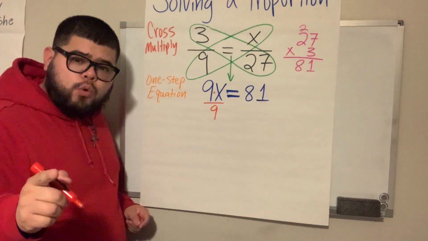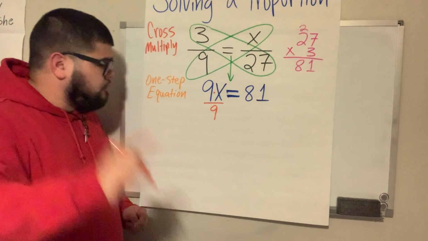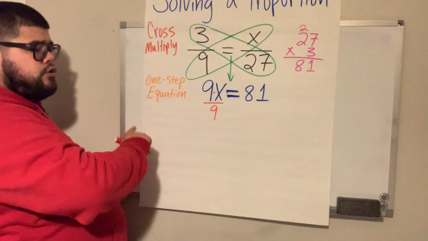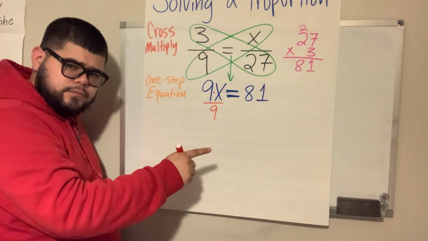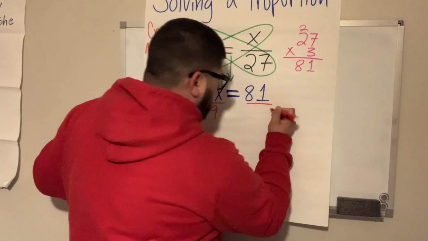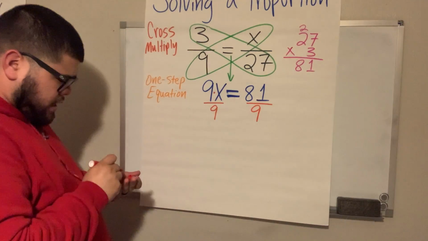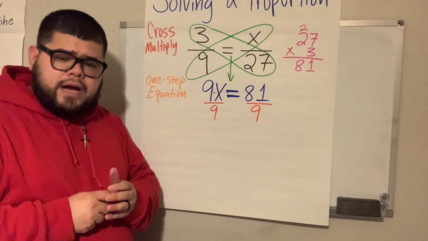Okay, now remember, equations are all about being fair, right? We got to be fair. That means whatever we do to the left side, we also have to do to the right side, right? So we also have to divide by 9. Okay? We also have to divide by 9.